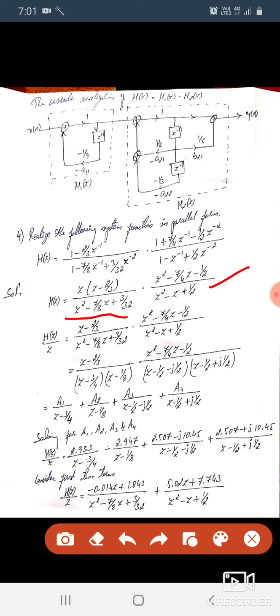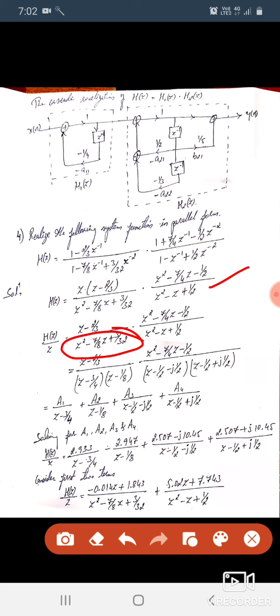Next we will be left with z square minus 1 by 8z plus 3 by 32. In the next part, z square minus 7 by 4z minus 1 by 2, z square minus z plus 1 by 2. Next, this z here is going to be shifted towards your LHS, so I will be taking H of z by z, and the remaining whole part is as it is. After this, take the fractions of this.